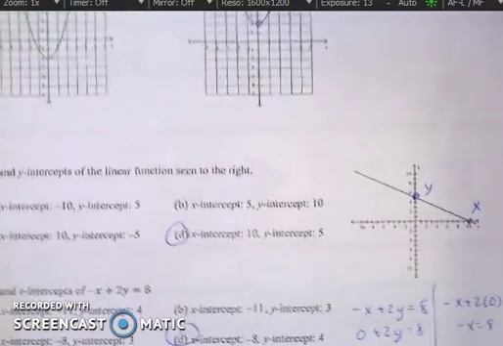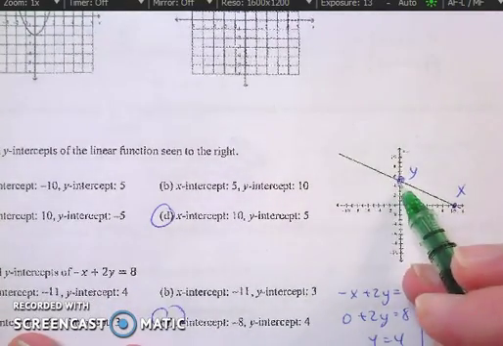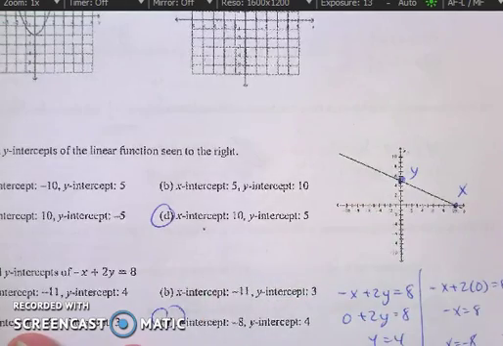Number 38 is identifying the x and y intercept. X is at 10, y here is at 5. Answer is D.